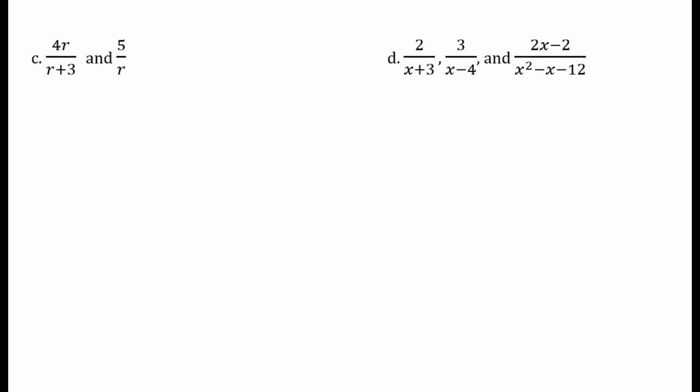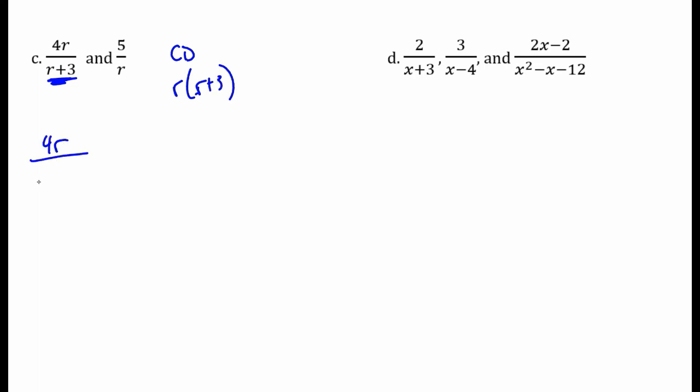C, 4r over r plus 3 and 5 over r. Now, everyone loves to just think they can add 3 to that second expression there. No, this r is really like an r plus 0. So everyone needs an r plus 3, and they also need that r plus 0, which is a plain old r. So my common denominator here is r and r plus 3. Everyone needs both of those.